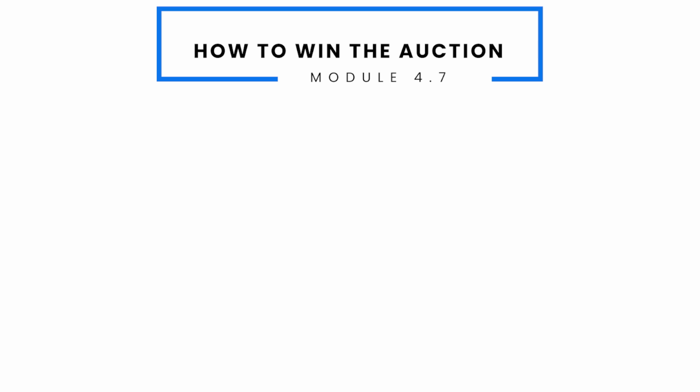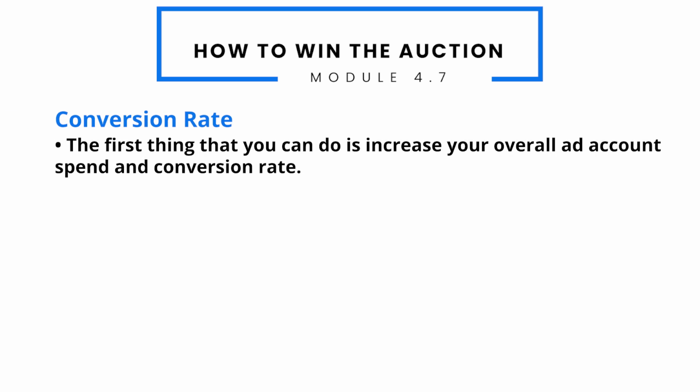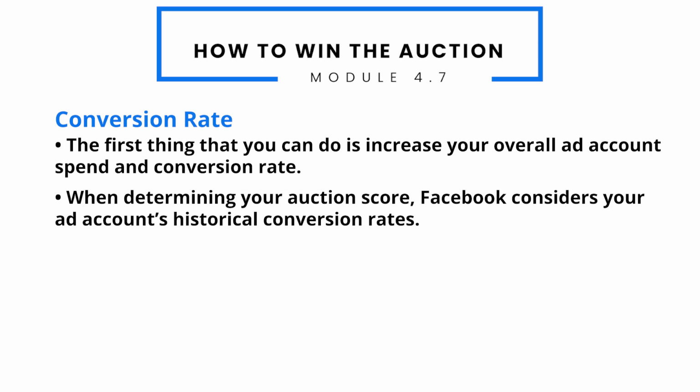So number one, conversion rate. The first thing that you can do is increase your overall ad account spend and conversion rate. Again, when determining your auction score, Facebook considers your ad account's historical conversion rates.